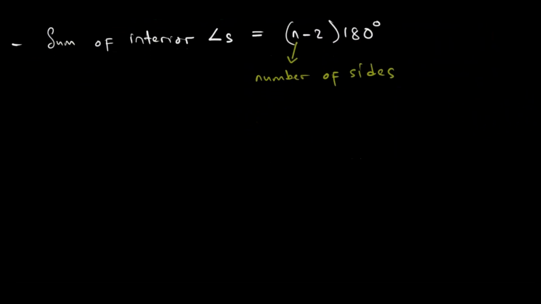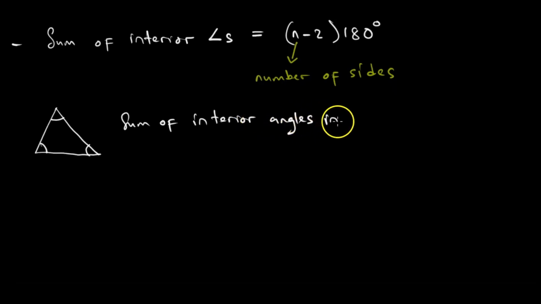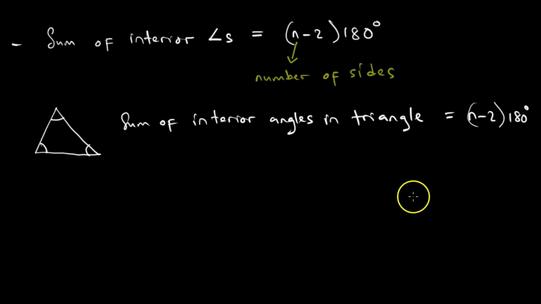So that is important. But if we want to show you the efficacy of this formula, n minus 2 times 180, we just consider a triangle. So if we have a triangle like this, what we are calling internal or interior angles are the angles inside. And we know since grade 4 that if we add all the angles inside a triangle we get 180 degrees. So if we want the sum of interior angles in a triangle, then we write our formula, equal to n minus 2 times 180 degrees.